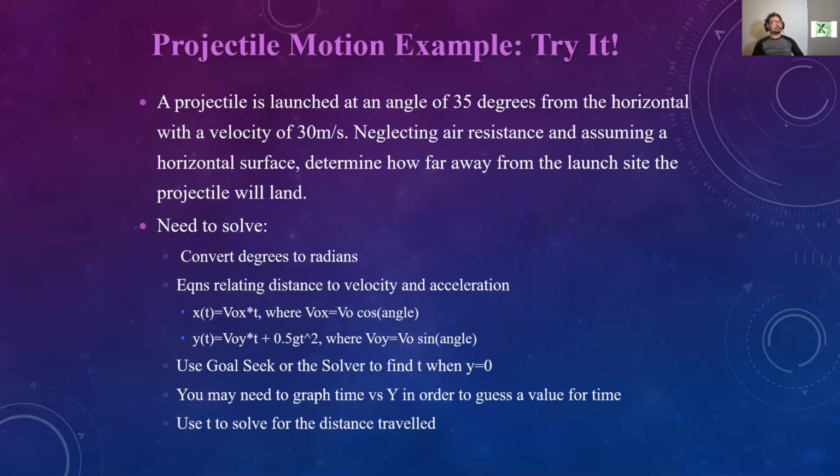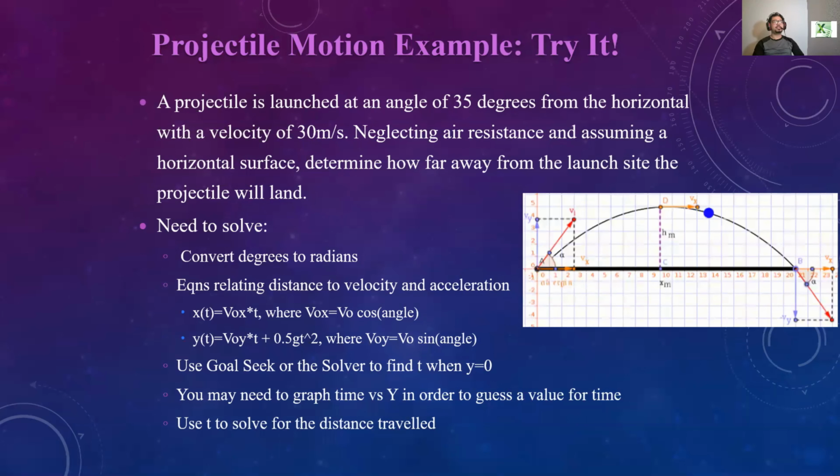Okay, so the problem says a projectile is launched at an angle of 35 degrees from horizontal with a velocity of 30 meters per second. We will neglect air resistance and assume a horizontal surface. Determine how far away from the launch site the projectile will land.